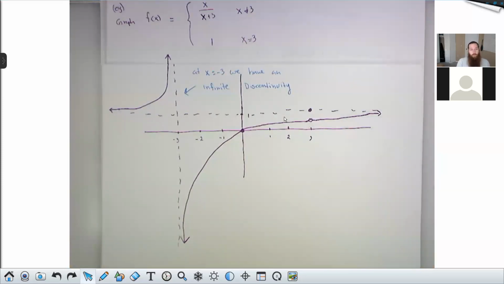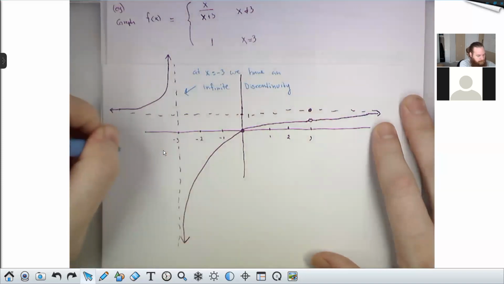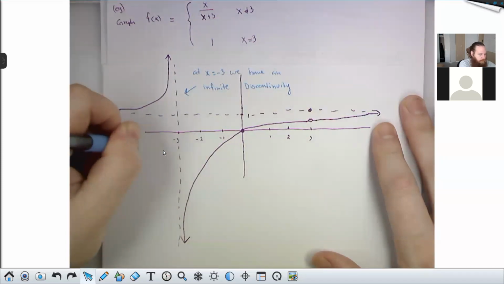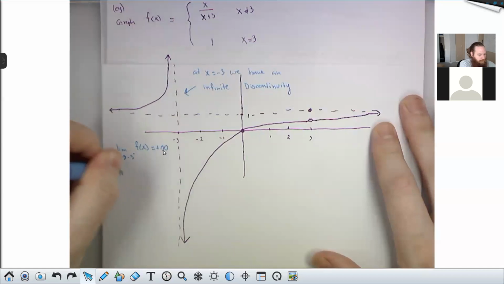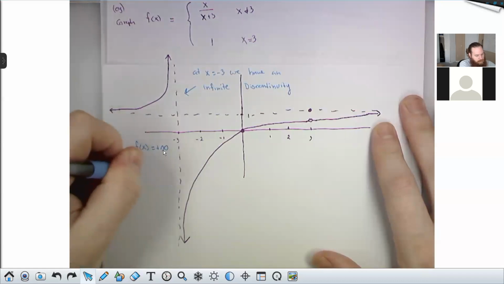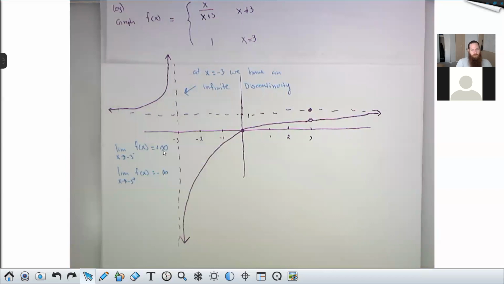Right? Because the function is blowing up to plus infinity or minus infinity, depending on the side you approach from. We would say here, the limit as x goes to -3 from the left of f of x is plus infinity. The limit as x goes to -3 from the right of f of x is negative infinity. And this is something we talked about earlier in the week. Hopefully we're all comfy with that.